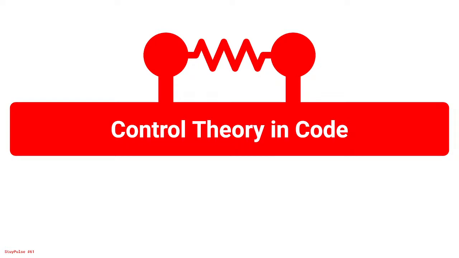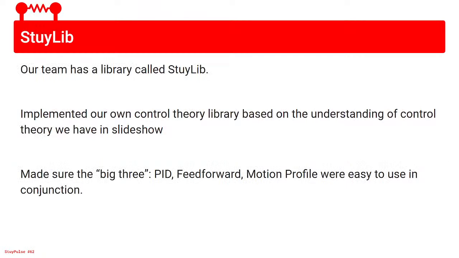We have 20 minutes, so I can go over the way that 694 codes what I've discussed. We have a team library called StuyLib, named after our school's library. We've implemented our own control theory library based on the understanding of control theory we have in our slideshow. The way we organize everything in the slideshow is how we've designed our code library. We made sure the big three of PID, feed forward, and motion profile were all able to be easily used in conjunction with one another. That was our design goal with the library.